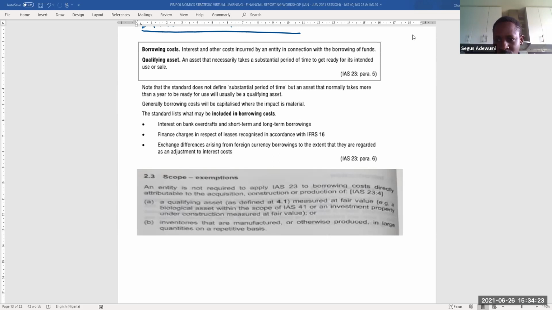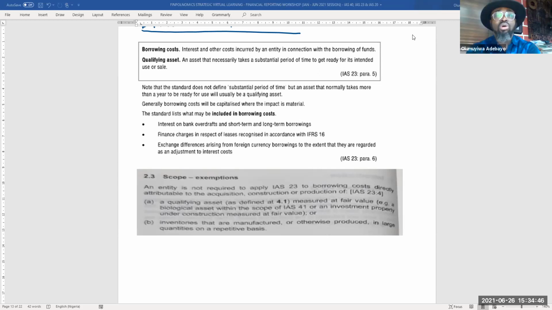Yes, sir. I would just like you to throw more light on this exemption from IAS 23. You talked about investment property measured at fair value, that borrowing cost associated with it is not recognized under IAS 23. I would just like to know more.